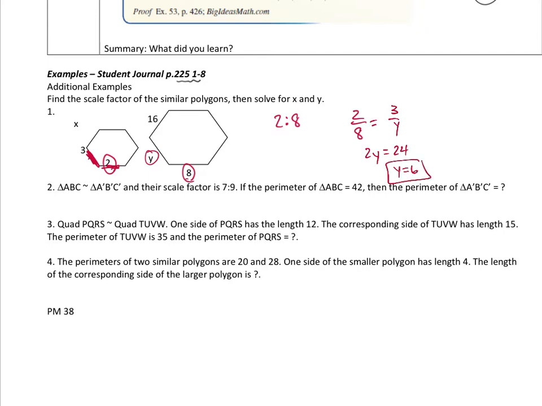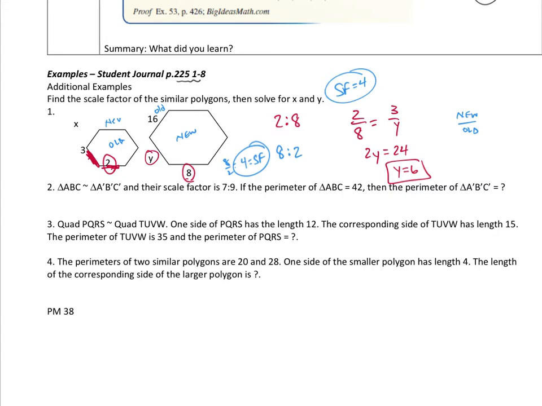Now, some would say, wait. Shouldn't the scale factor be 8 to 2? Well, I didn't indicate which is the new and which is the old. Typically, we would write the scale factor as new to old, right? So I could have said this is the new one, this is the old one, and we would say this is 8 to 2, which is a scale factor of 4. I could have indicated this is the new one, and that's the old one, in which case the scale factor is going to be 1/4. So it just depends which is the new one.